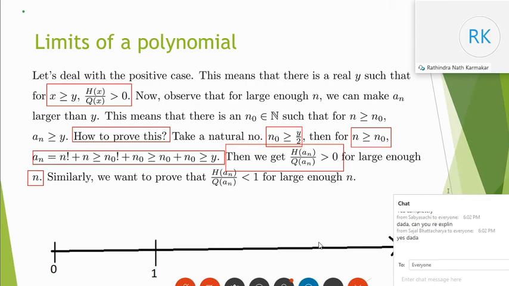Then what do you get? You get that h of an by q of an is greater than 0. That means for n greater than or equal to n naught, h of n by q of n is greater than 0. That means for sufficiently large n, you have made h of n by q of n greater than 0. So now, did you get this argument? What we did just now, we have made h of n by q of n positive. We don't want to deal with different kinds of real numbers, we want to deal only with positive real numbers.